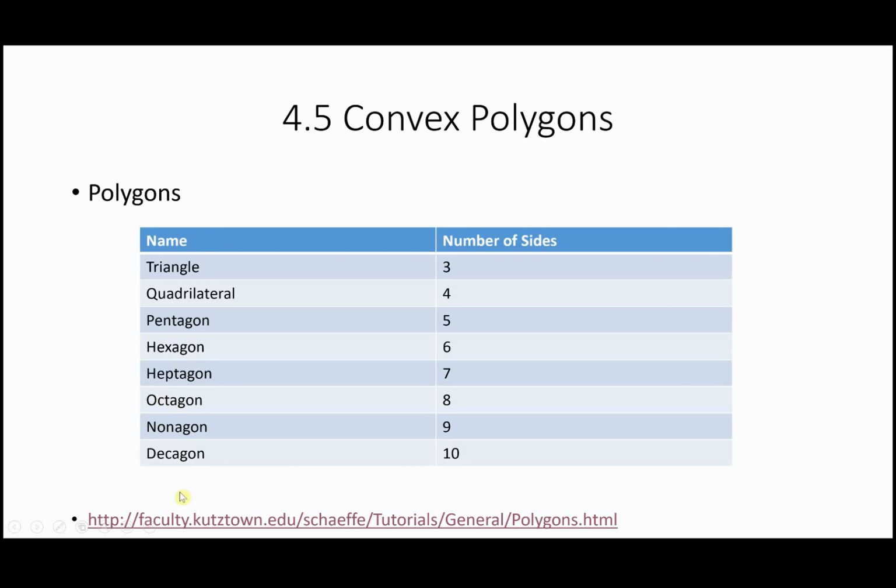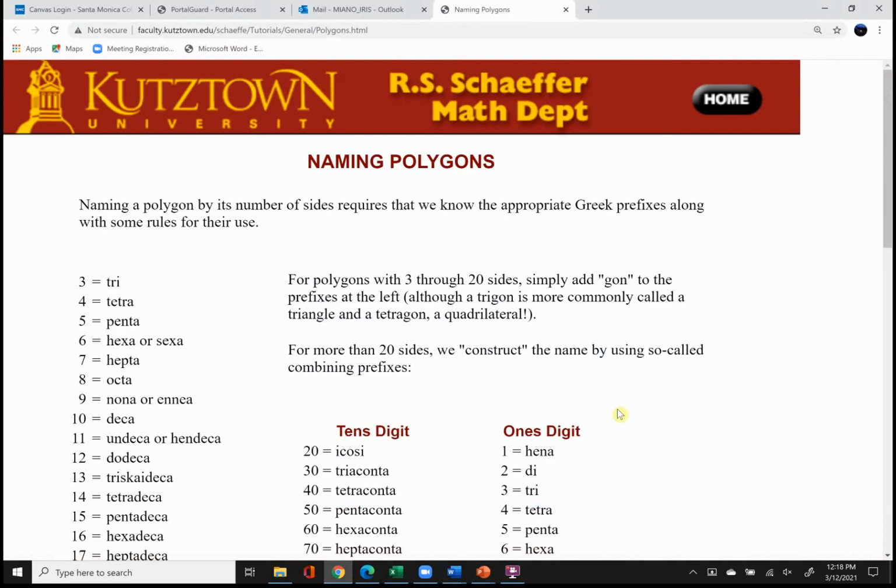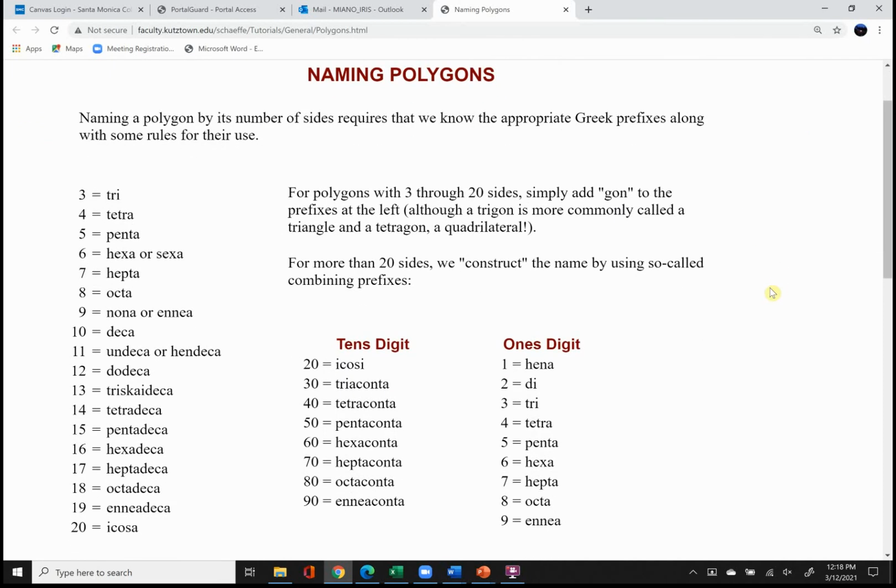I'm rambling here. Here's the other thing that I wanted to call to your attention: it can get wild with trying to name polygons that have a lot of sides to them. Some folks in the math department at Kutztown University, I don't know where that is, nerded out super hard on coming up with a scheme for naming polygons with a lot of sides. For more than 20 sides, you can construct the name by using so-called combining prefixes.